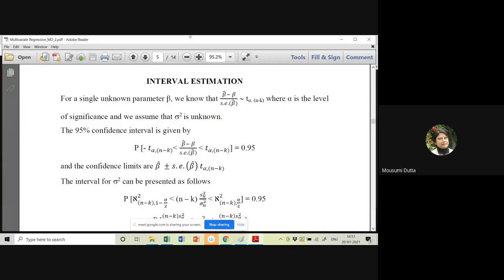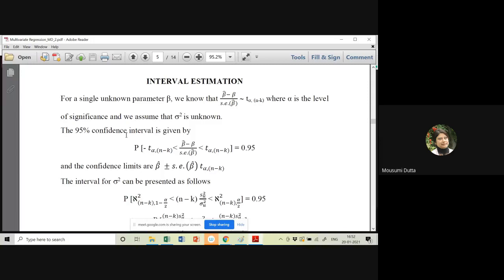So we are assuming that sigma square is unknown, and therefore we are considering the t distribution rather than the tau distribution. For a single unknown parameter beta, beta hat minus expectation of beta hat divided by the standard error of beta hat will follow t alpha, n minus k, where alpha is the level of significance, and we assume that sigma square is unknown. Remember, if somehow you have some knowledge about sigma square, it will be tau rather than t.